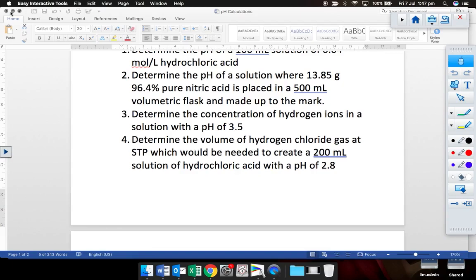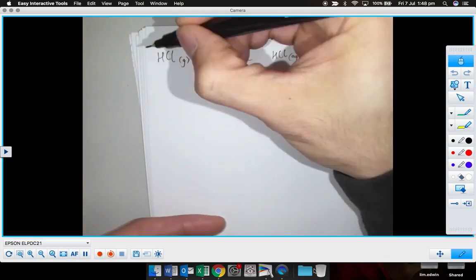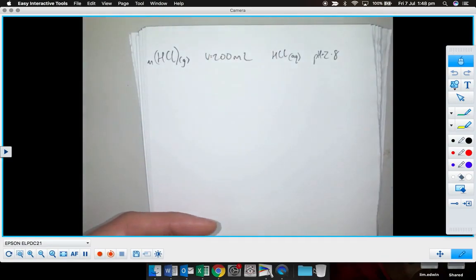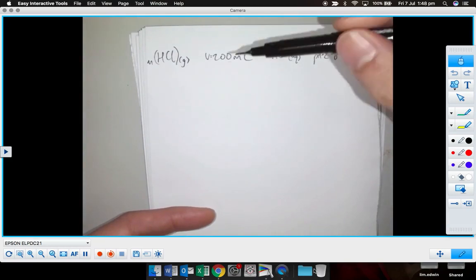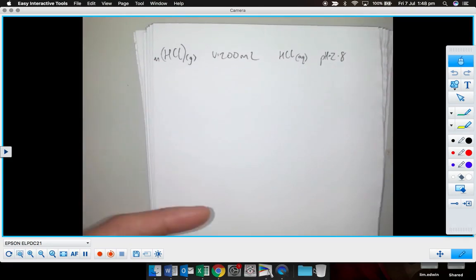Determine the volume of hydrogen chloride gas, HCl gas, which would be needed to create 200 ml of solution of hydrochloric acid with a pH of 2.8. Okay, that's the full question. So, the mass of HCl gas required to make 200 ml of hydrochloric acid with a pH of 2.8. So this involves a couple of steps.